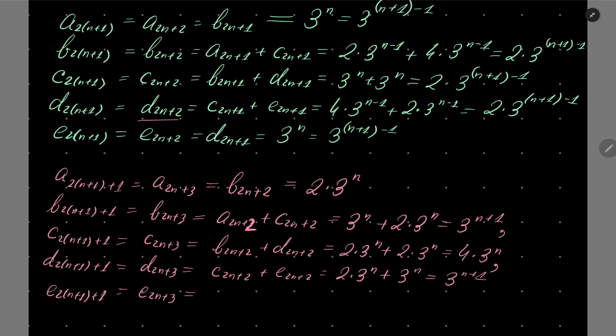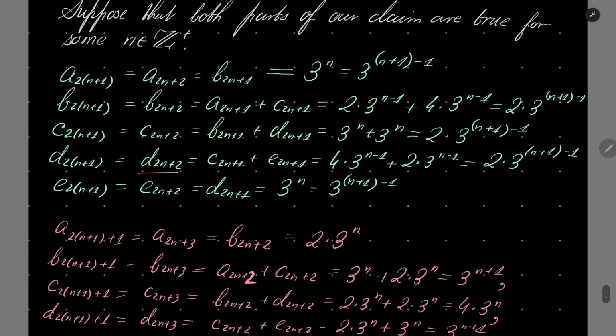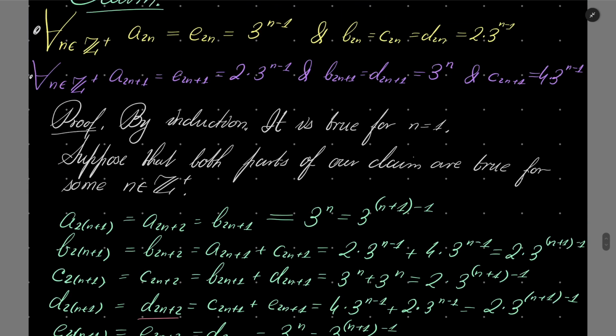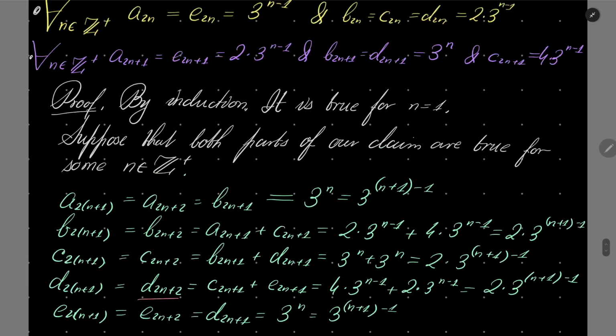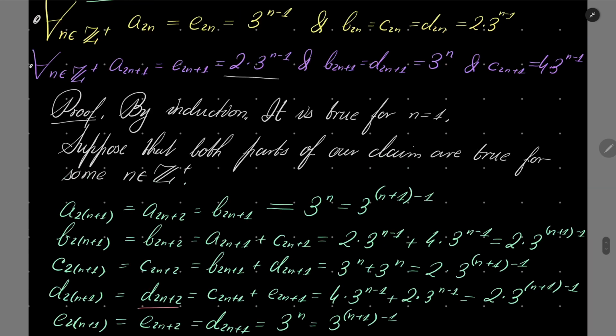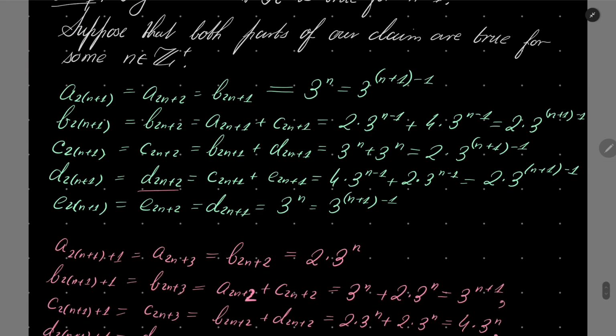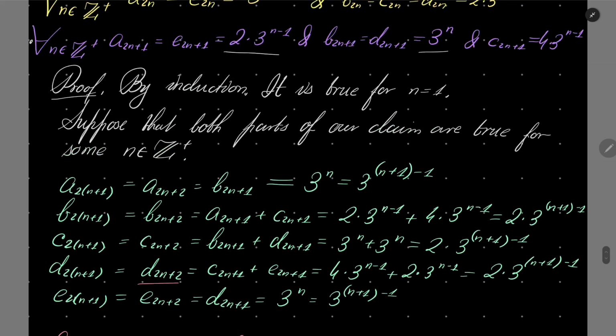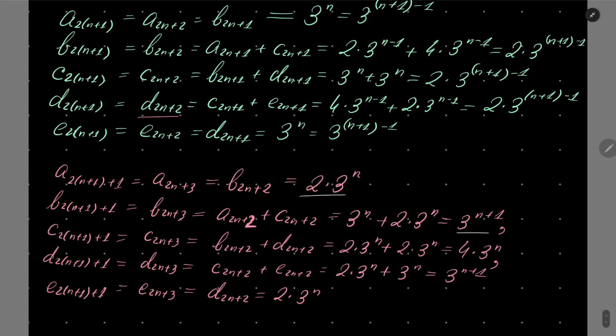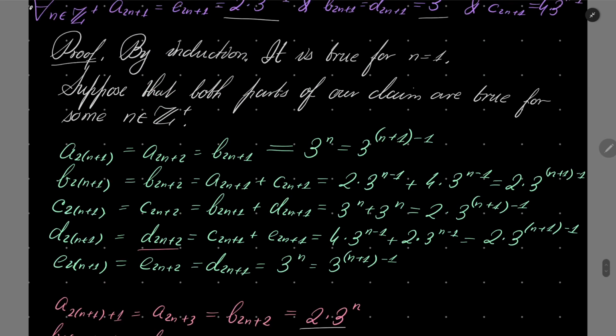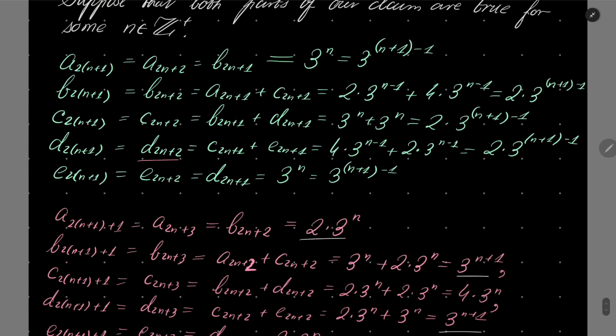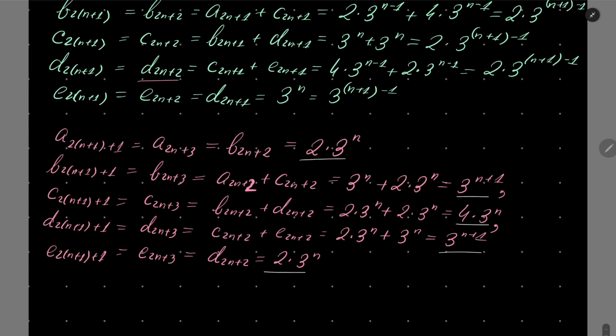And finally, e to n plus 3, it's d to n plus 2, and it's 2 times 3 to the power of n. And that closes our inductive proof, because it is exactly what we wanted. Show that a to n plus 3 is 2 times 3 to the power of n, it is. Then it's 3 to the power n plus 1, it is. And finally, 4 times 3 to the power of n, it is. It closes our inductive proof.